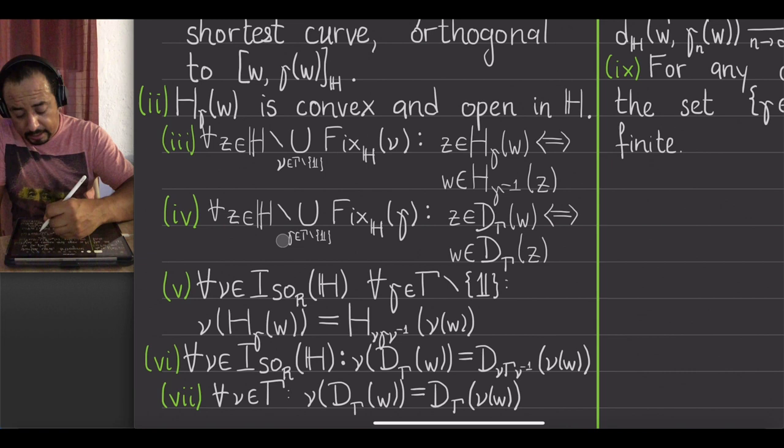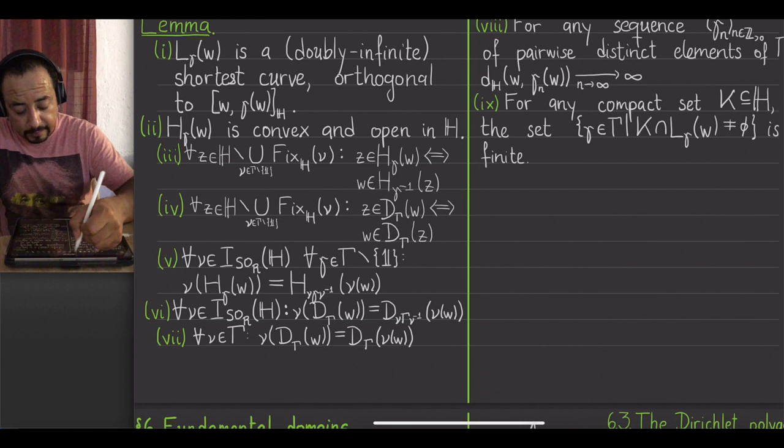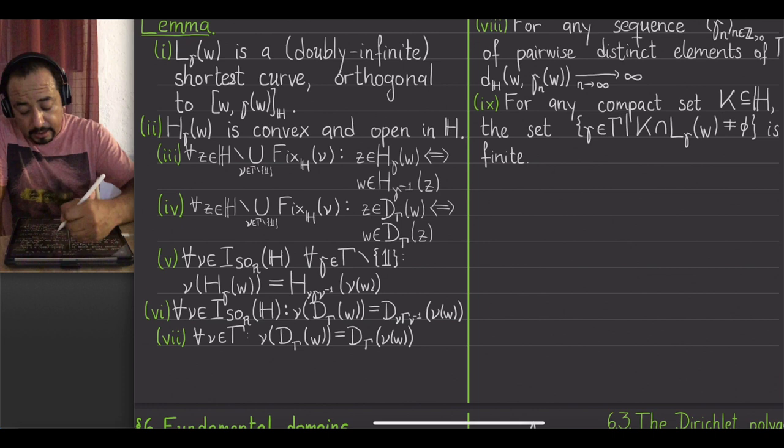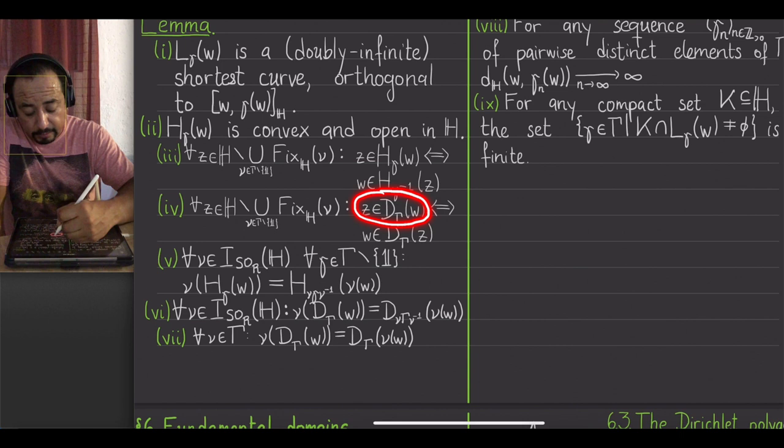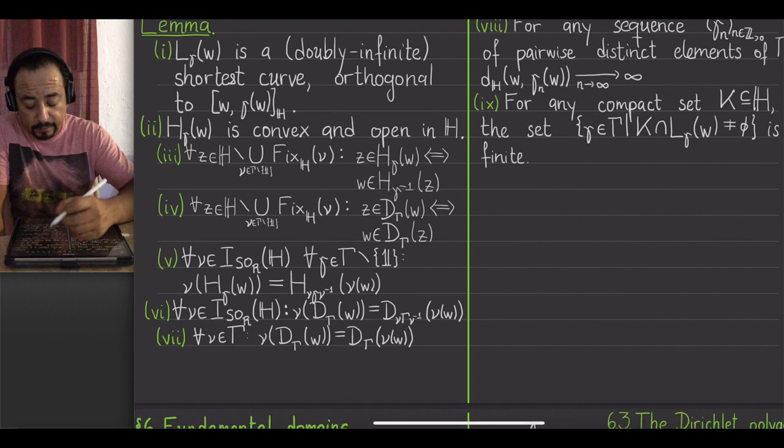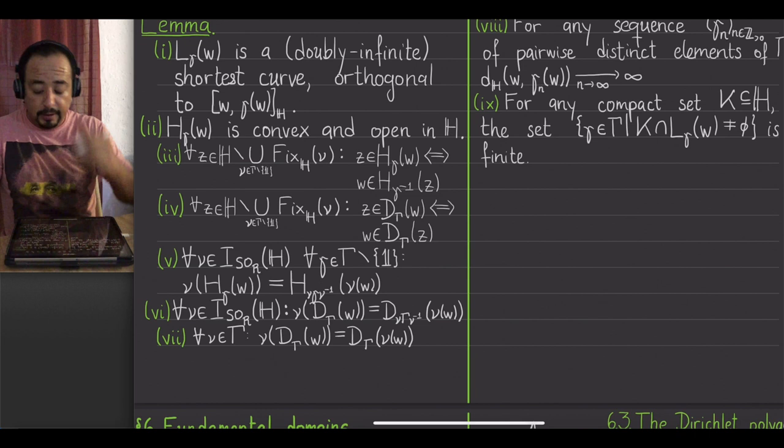I don't have to replace the letter gamma, but I do it anyway. That Z is a point in the Dirichlet polygon centered at W if and only if W is a point in the Dirichlet polygon centered at Z. So there is some sort of interchangeability.